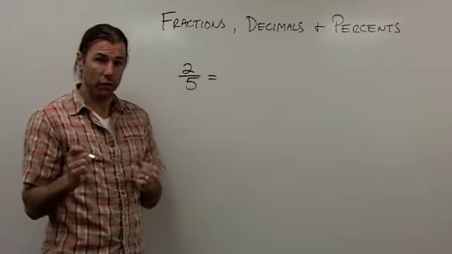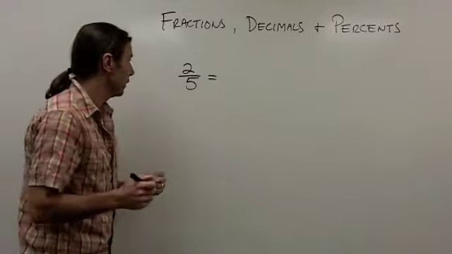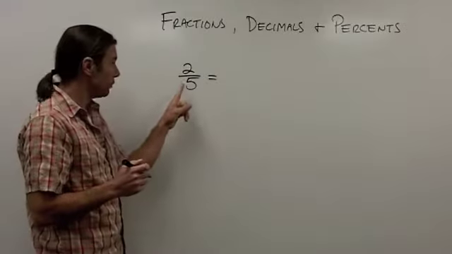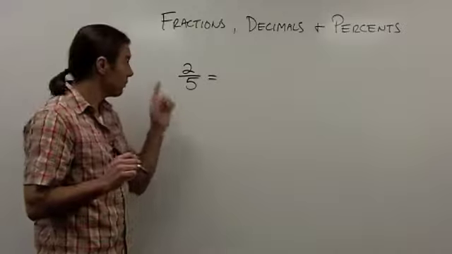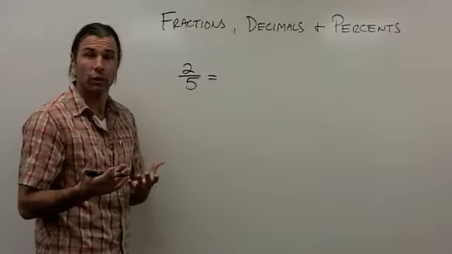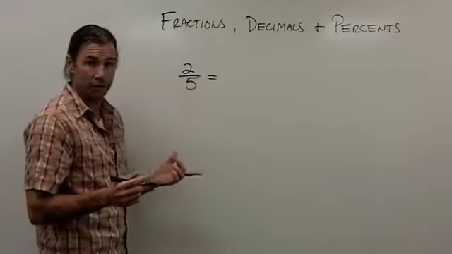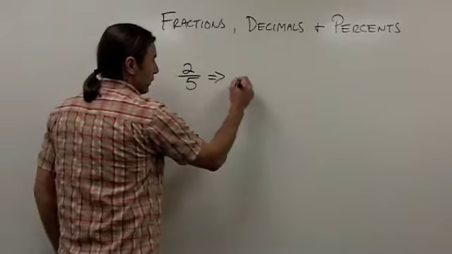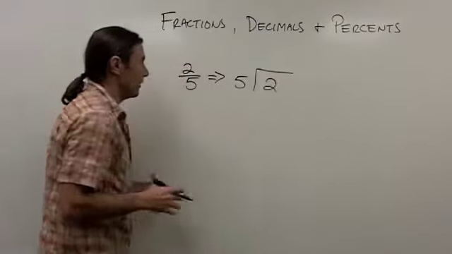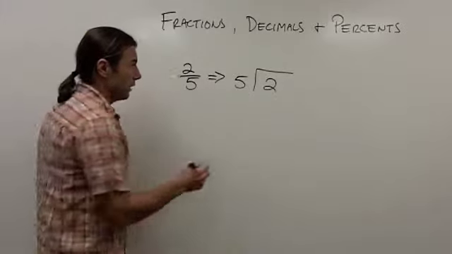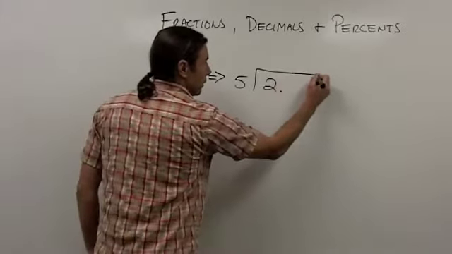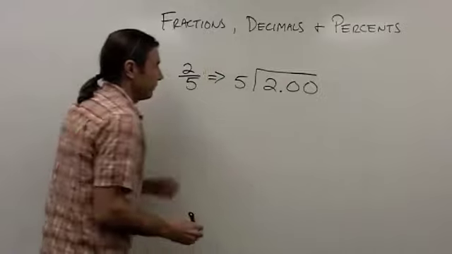Well, remember that every fraction is in fact a division problem, and I can read this fraction 2/5 as 2 divided by 5. So to write this fraction as a decimal, that's exactly what I'm going to do. I'm going to take 2 and divide it by 5. Now, 5 is not going to go into 2 since it's smaller, so we're going to have to add a decimal, and we'll add some zeros here.